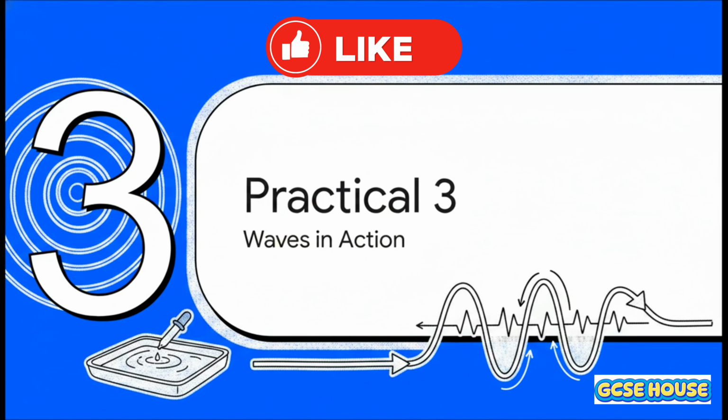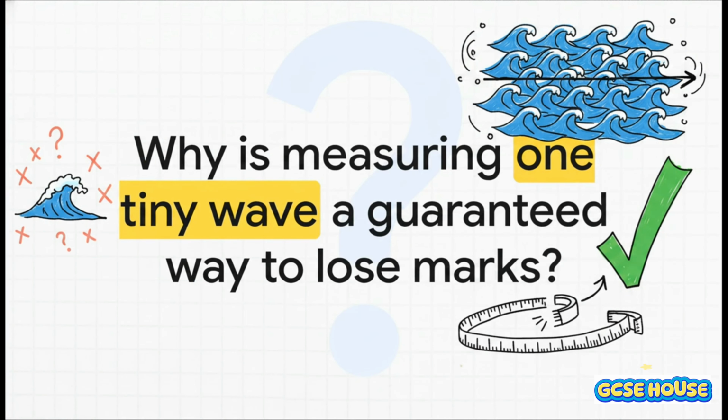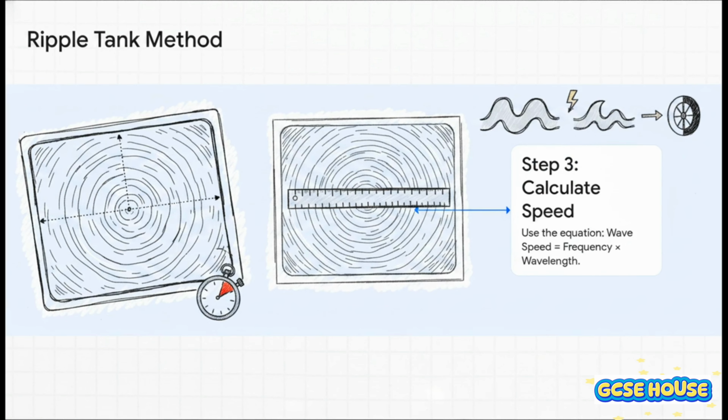Okay, we've done forces in motion. Let's move on to energy transfer with Practical 3, Waves in Action. Because trying to measure a single, tiny, moving wave is a recipe for disaster. Your measurement will just be way too inaccurate. The secret is to measure in bulk. So for a ripple tank, always think bulk.